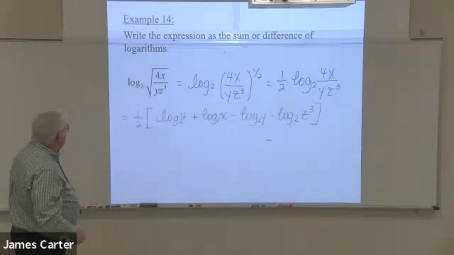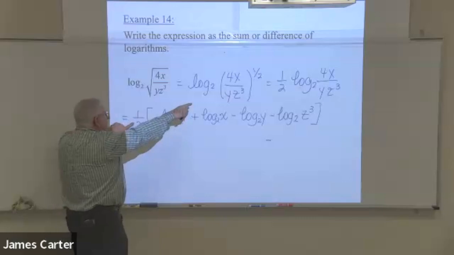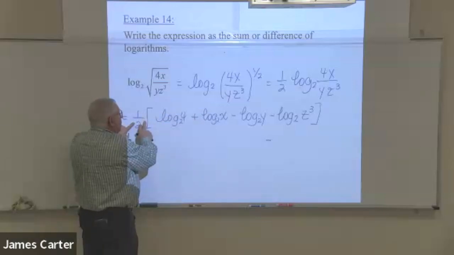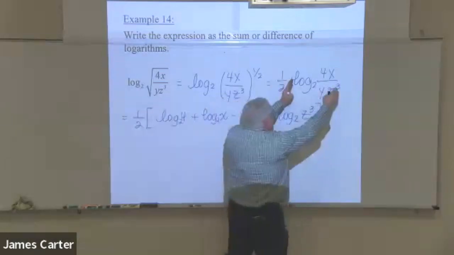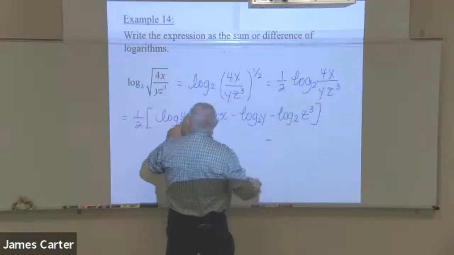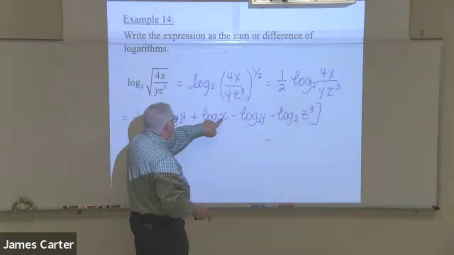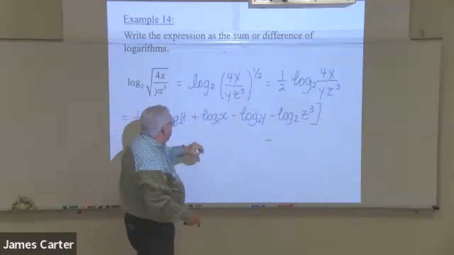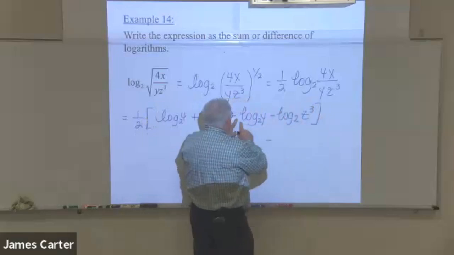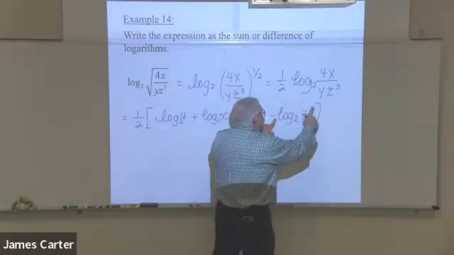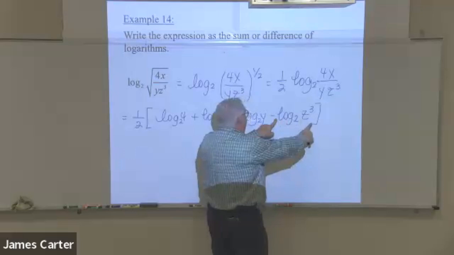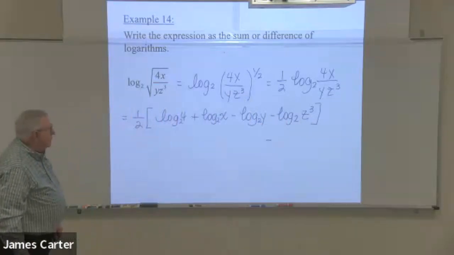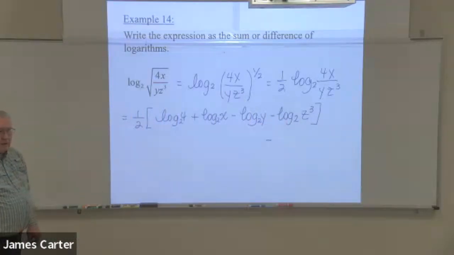So then I have that half that's out front of everything. And part of it, I break down into the 4 and the x, both pluses. And the y, a minus, and the z, a minus. Okay, now, anyone got a question before I go to the next step? Because we're far from done on this one.